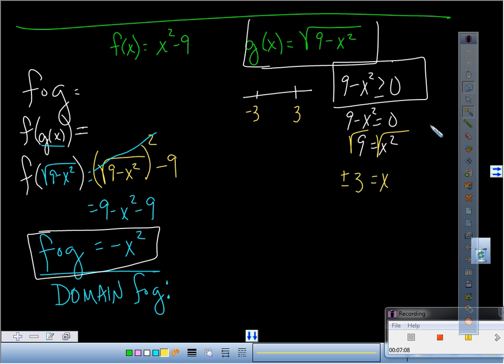Could you also have factored it? Yeah, that's the difference of two perfect squares, people. Factors into 3 plus x and 3 minus x. Okay? This one will give you a -3, and this one will give you a +3. So either way you want to do it, it doesn't matter to me. All right, so there it is.